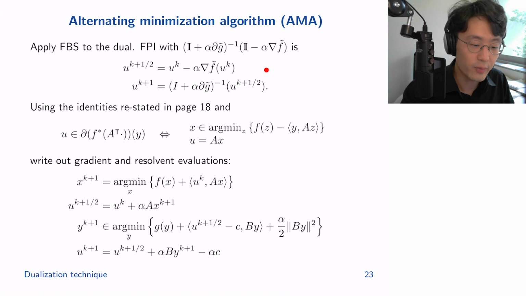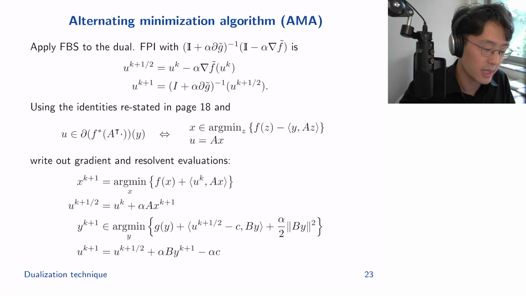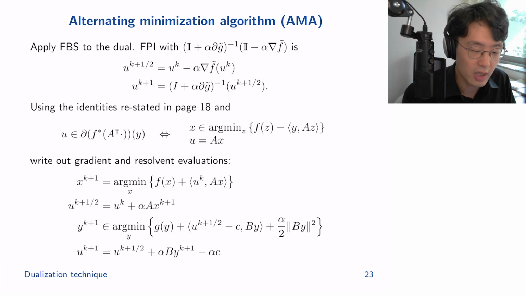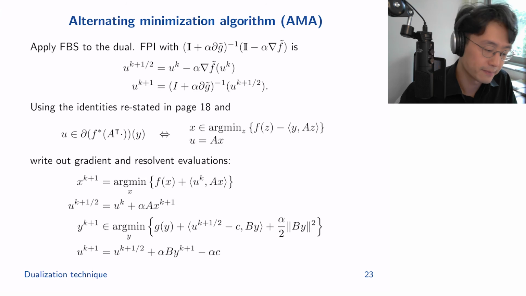And then to transform this iteration into a more favorable form, we use the identities that we had restated in page 18, and also this identity for the purpose of evaluating the gradient of f tilde. So this tells us that if we have the function f star composed with A transpose, we take the subdifferential of that, and then evaluate that at y. We can obtain a subgradient, or the gradient in this case, by solving this minimization problem, and then obtaining u as A times x.